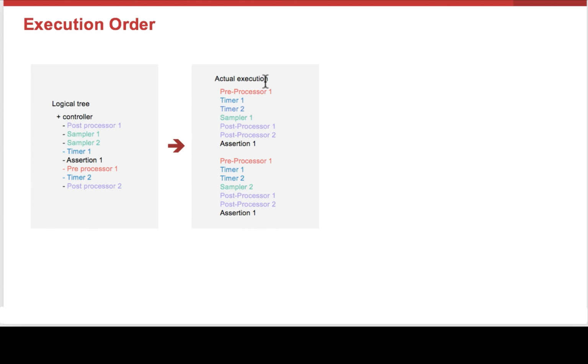If we check on the right side, we can see the actual execution. First, the preprocessor 1 is executed, then both timers, then the sampler is run, after the sampler, both post-processors, and finally the assertion. And then it will be the same for the second sampler.